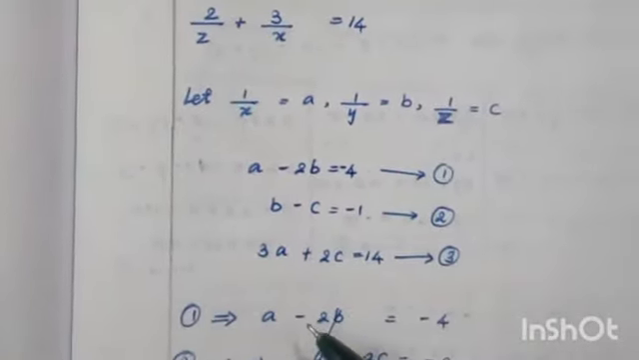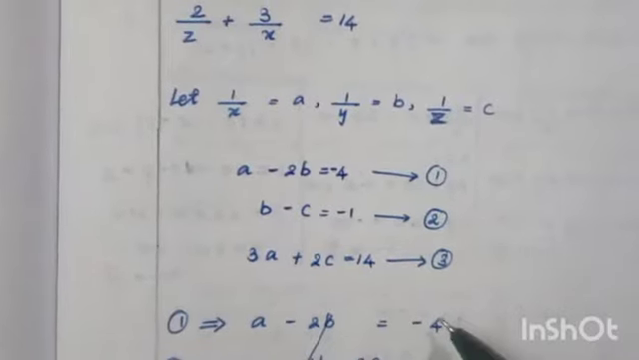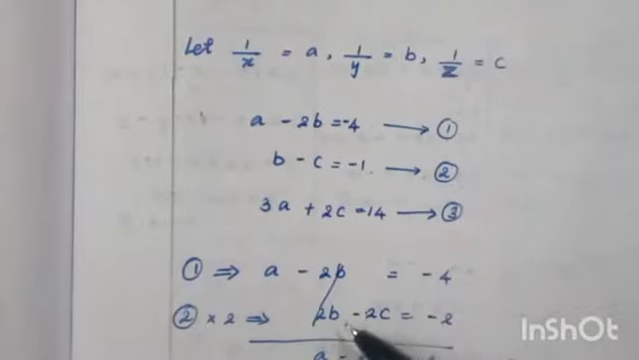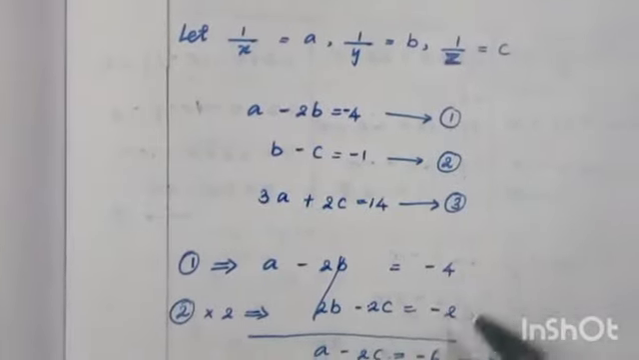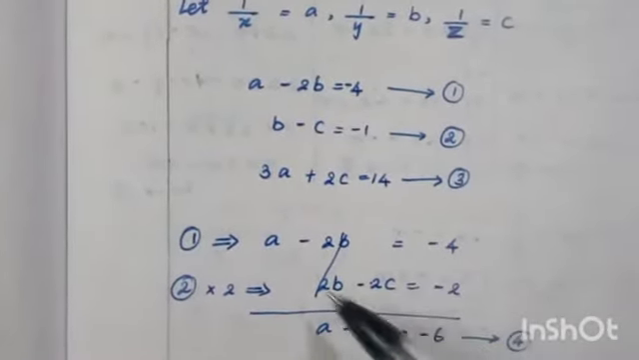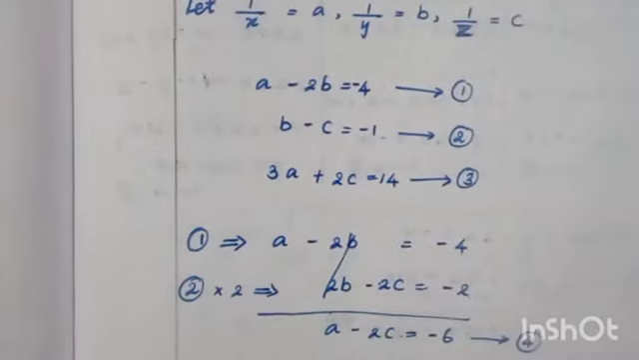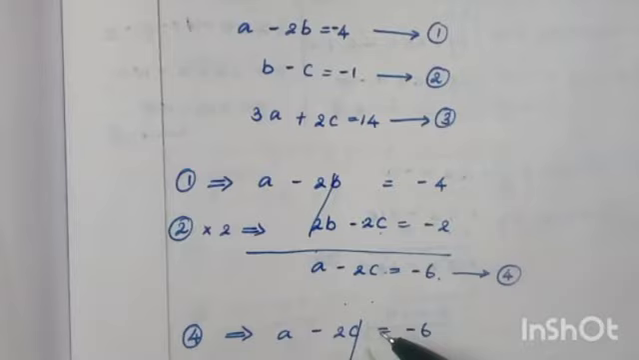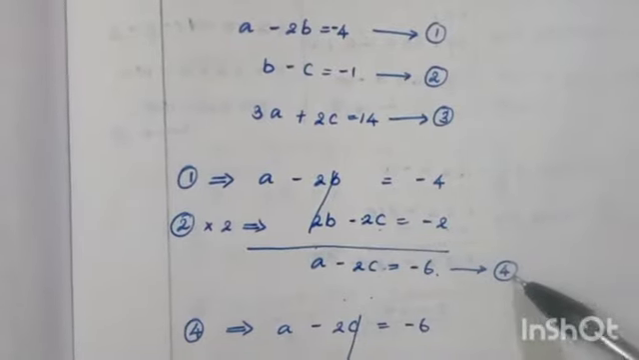So first equation, just take and write a minus 2b equal to minus 4. Then the second equation, multiply by 2. So that is 2b minus 2c equal to minus 2. Now you have to add these two. So these two cancel. My a minus 2c equal to minus 6. So we call that equation number 4.